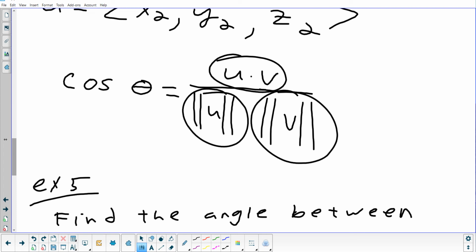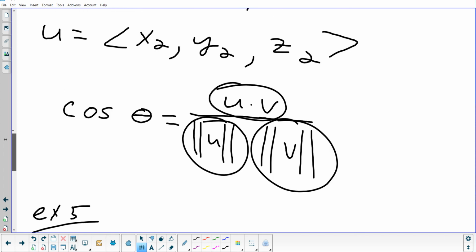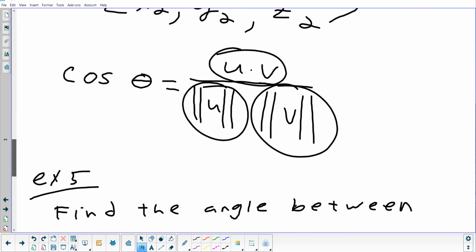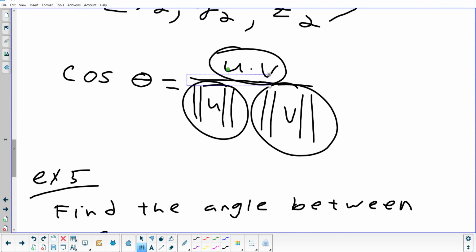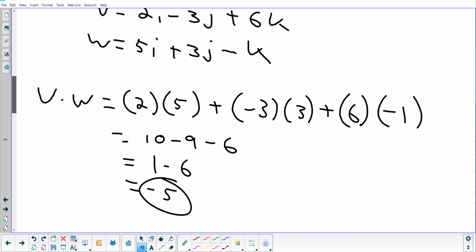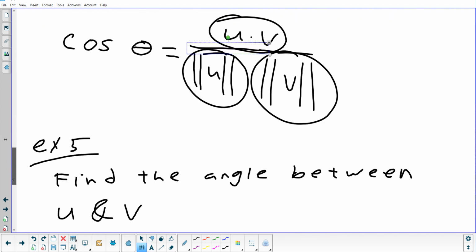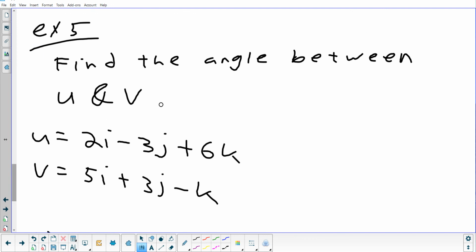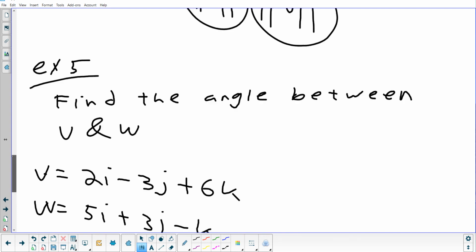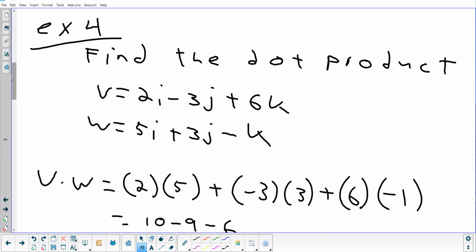All right, so let's finish up by finding an angle between 2 vectors. Just because we've already done a dot product, I'm going to use the same 2 vectors we just had. So we're already partway done. We already have the dot product. So V was 2, -3, 6, and W was 5, 3, -1? Let me check. Okay, yep.